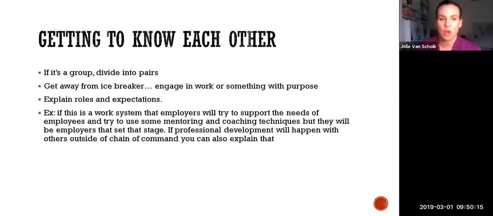How can you get to know each other? Typically in groups as well. You might divide them into teams that are learning together, or you might start out with a larger group of people and then divide off into your mentoring pairs or groups. But I do like to have people work and divide into pairs.